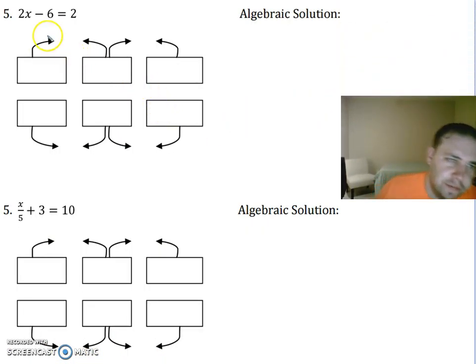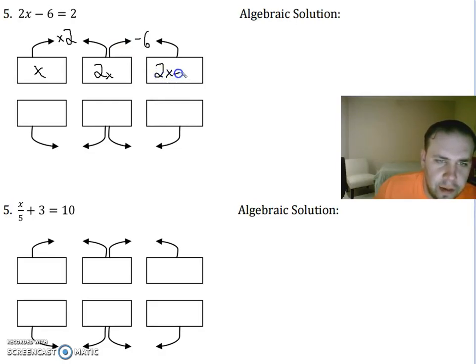Okay, so we have question 5. 2x minus 6 equals 2. So we're going to start off with x. What happens to x? Well, x is multiplied by 2. And that gives us 2x. And then we are going to subtract 6 here. And that gives us 2x minus 6. So there we've built our linear equation there. And on our right hand side we have 2.